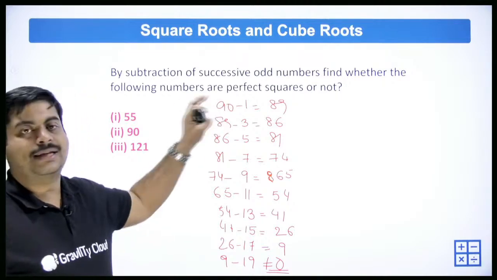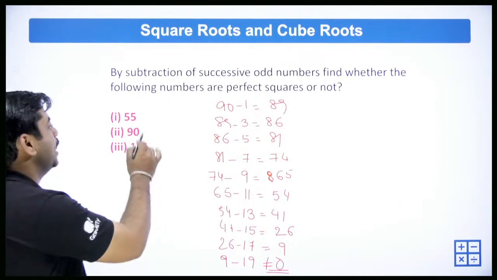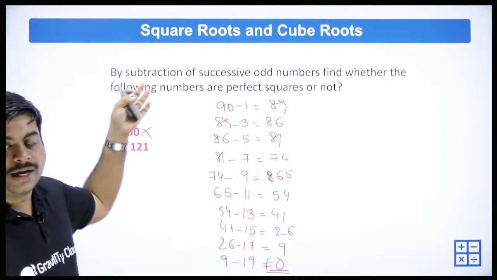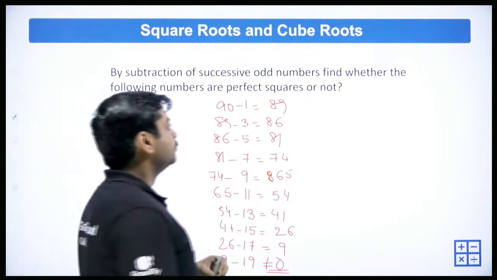So then we can say that this is completely a wrong answer. It is wrong in the sense that 90 is not a perfect square. In the same way, you can also find for 55. Now about 121, can we go with 121 the same way?